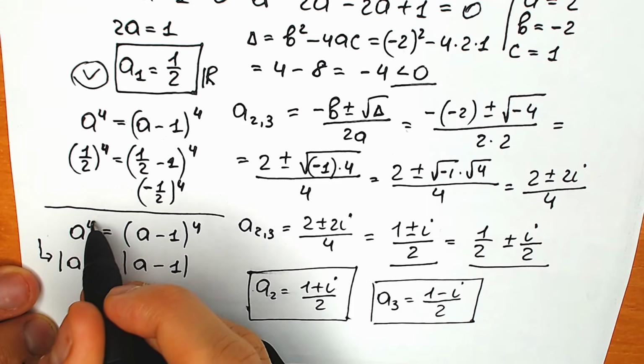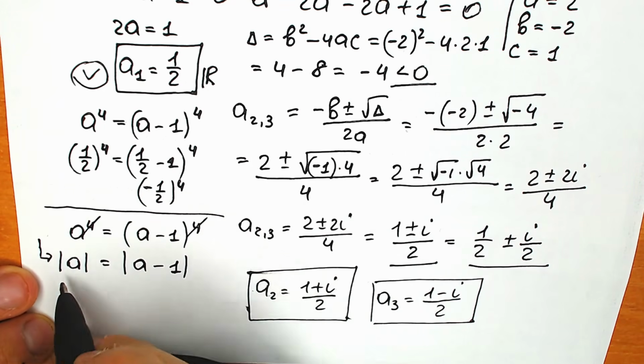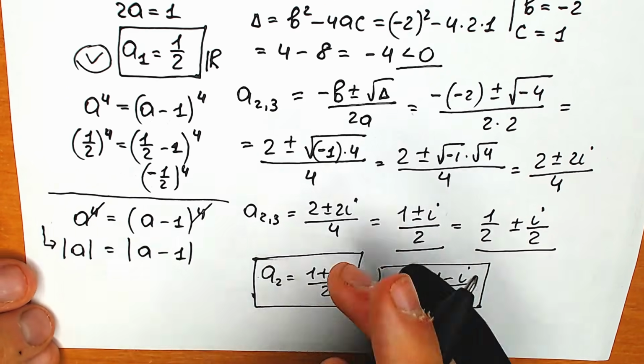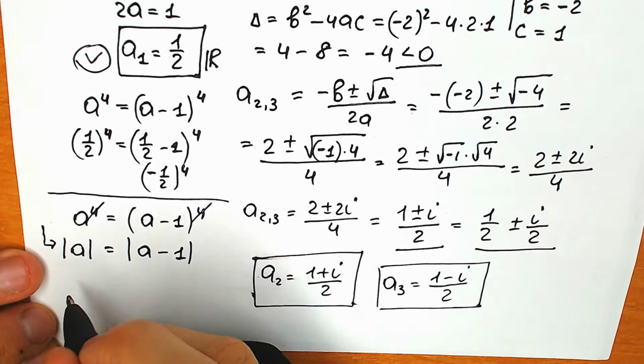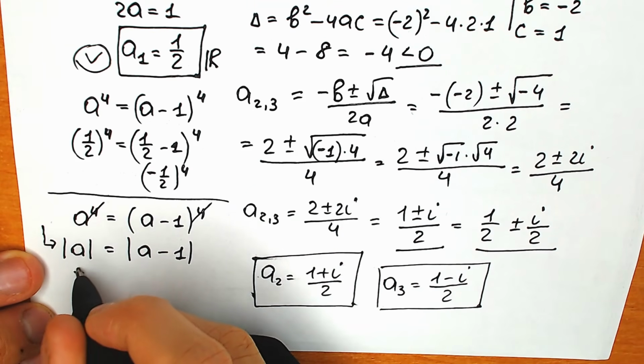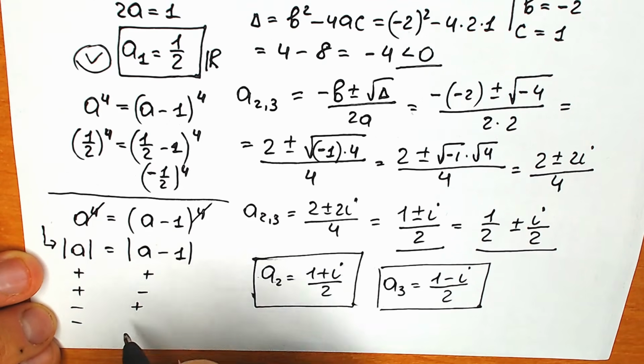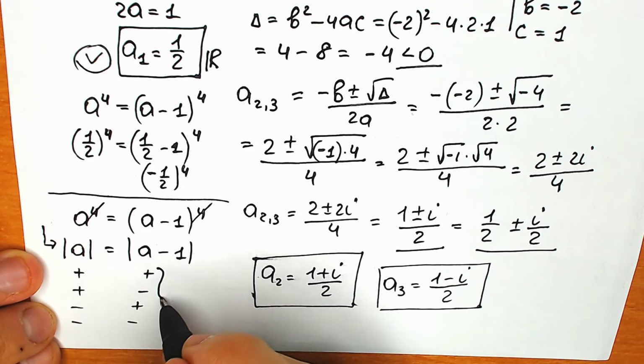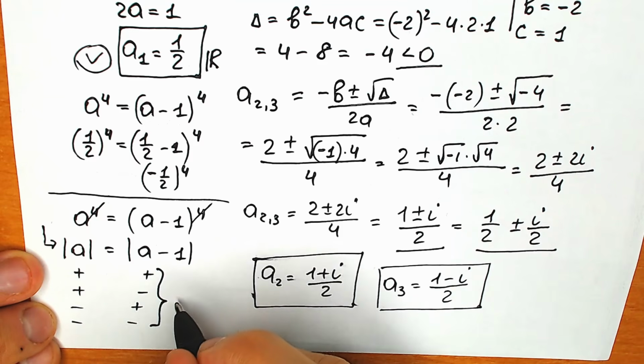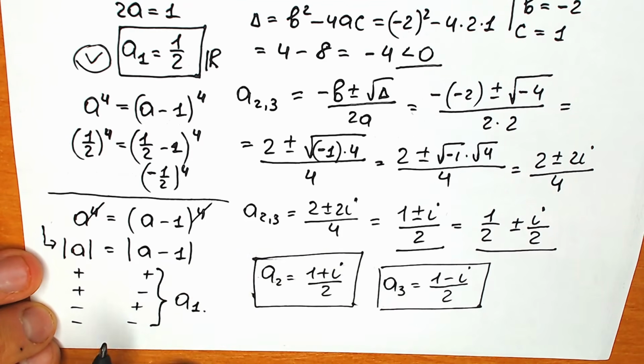When you can cancel this fourth power, you can easily do it, and as a result, you have an equation with absolute value. And exactly in this case, with the method of combinations, maybe positive, positive, negative, negative, positive, or negative and negative. In exactly these combinations, you can get a first.